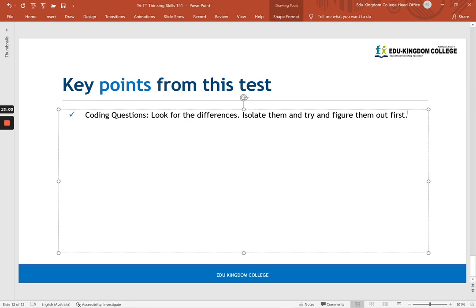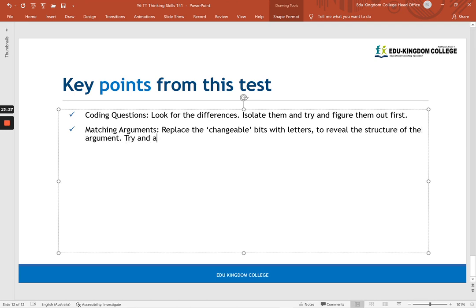Hopefully that makes sense. Another one I want to talk about today is the matching arguments questions. For these matching argument questions, like always, I want you to replace the changeable bits with letters to reveal the structure of the argument. Try and do these with the options too, and find the best matching argument.